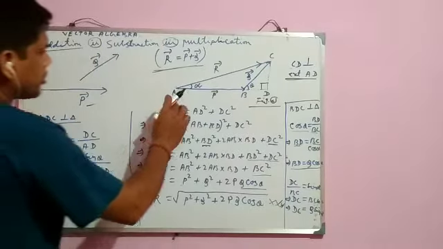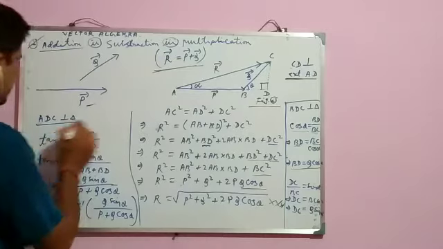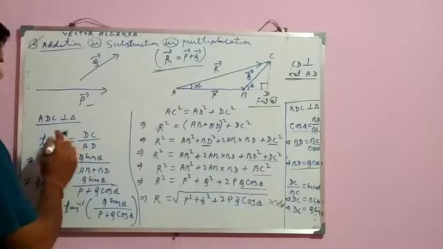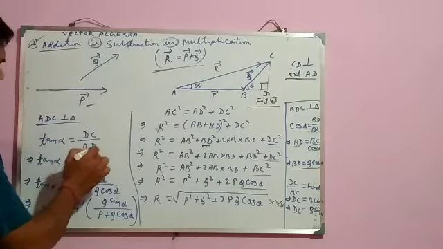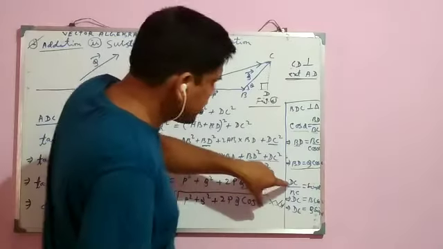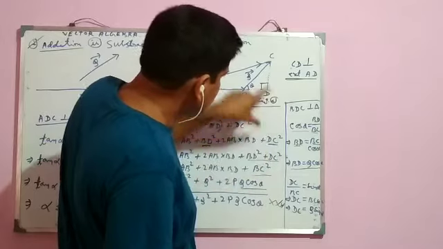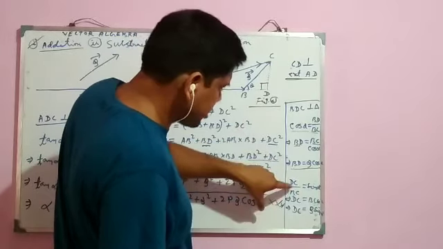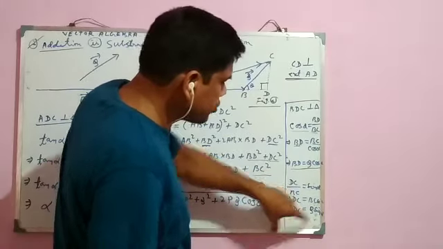So again, ADC is the right angle triangle. From this triangle, this angle is alpha. So by using the trigonometric property, we can write tan alpha equals DC by AD. Now in place of DC, we can write Q sin theta. See here, BDC is the right angle triangle, and this angle is theta. So sin theta equals DC by BC. So DC equals BC sin theta. DC equals Q sin theta.